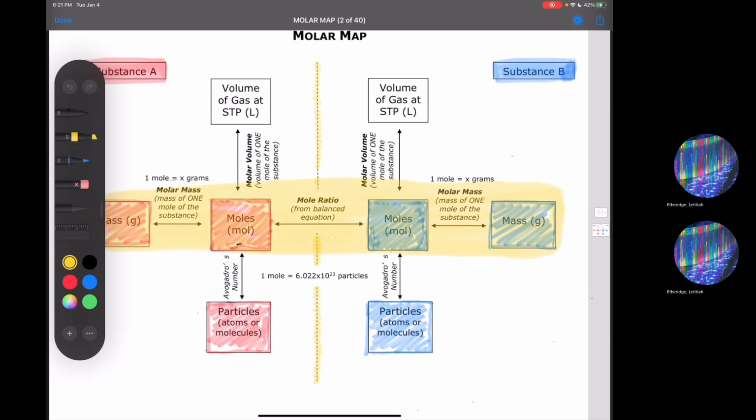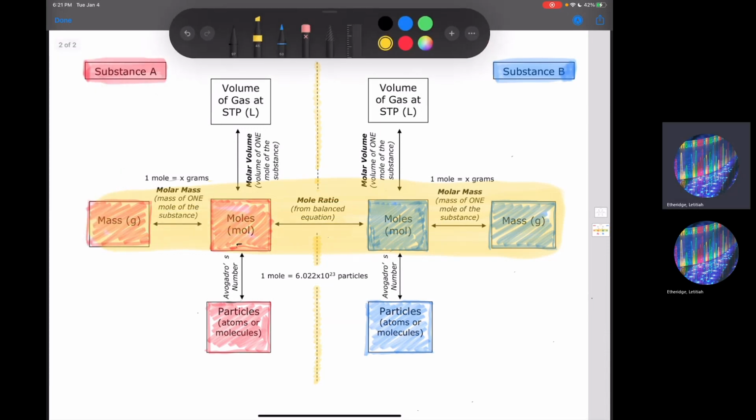Okay, let me move this so you can see what's going on. Okay, essentially what we're doing is we are going to go from grams of a substance to moles of that same substance to mole of a different substance to gram of a different substance. Okay, hopefully that makes sense to you if you're just following the molar map.